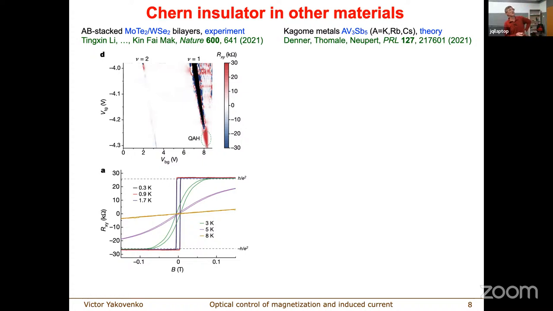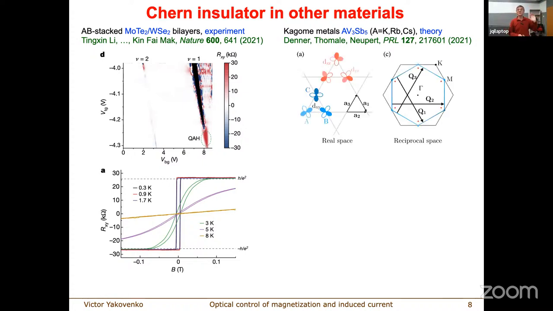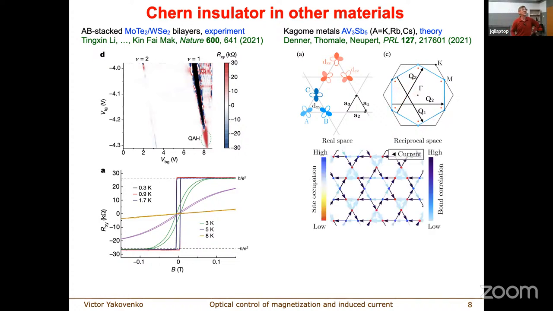Now, speculative: kagome systems. I show you a theoretical paper. This is very much speculative. I will not show any experiment because it's kind of controversial. This system has a kagome lattice, which is not the honeycomb lattice, it's more complicated. But the point is, according to some theoretical models, in the Brillouin zone, this is a hexagonal Brillouin zone, the Fermi surface has flat portions, and those can be gapped by charge density waves. So the system spontaneously develops three charge density wave gaps, which gap out that Fermi surface.